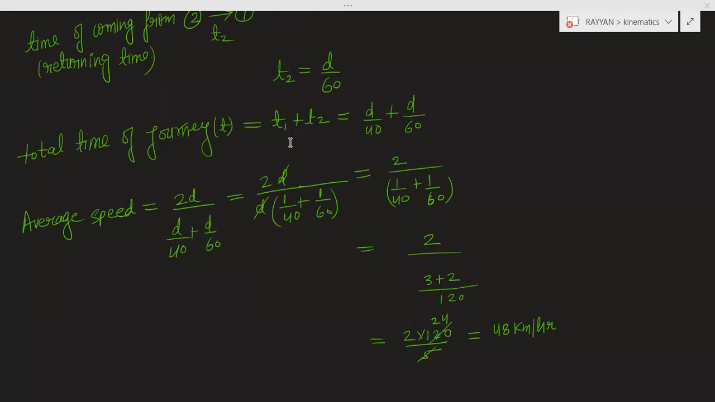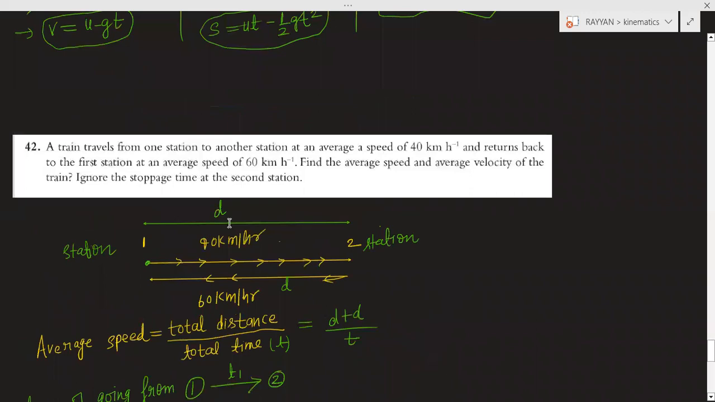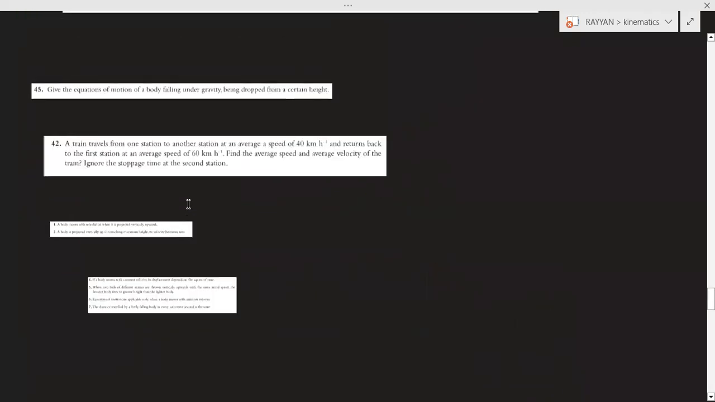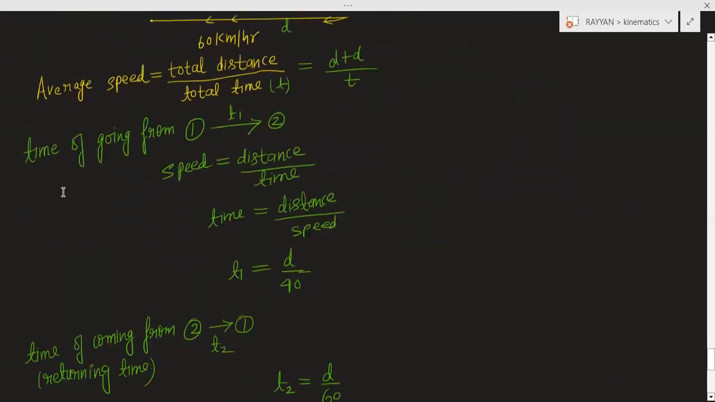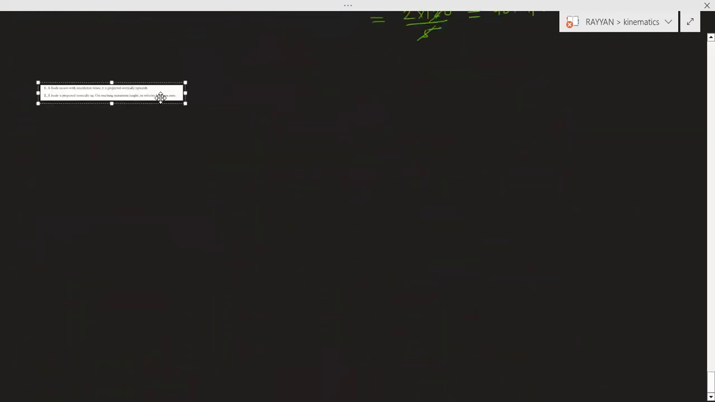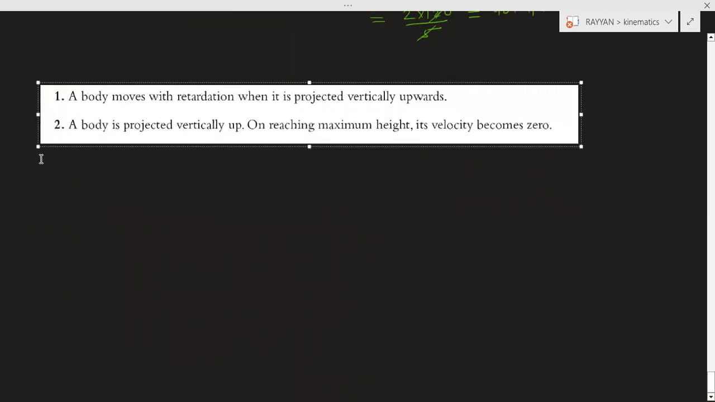Okay, sir, I wrote it down. Understood now how to calculate the average speed in this case?